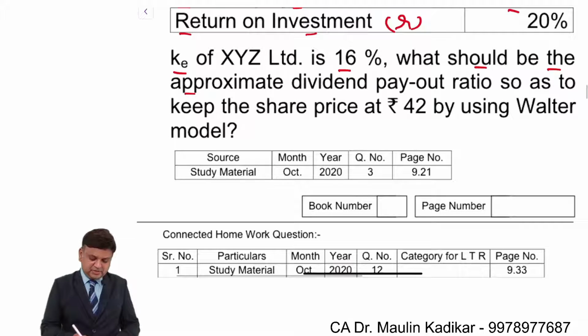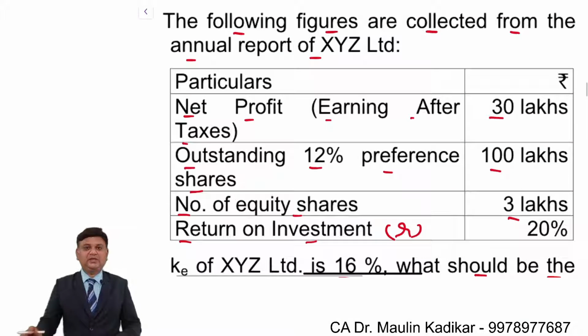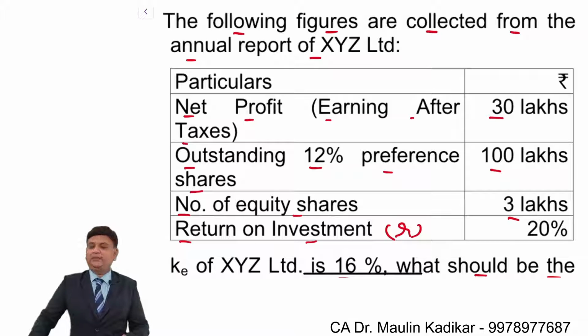Cost of equity of the company is 16%. What should be the approximate dividend payout ratio so as to keep the share price at rupees 42 by using the Walters model? Before I explain the question to you, I want you to make an effort for doing this answer and put your answer in the chat box.